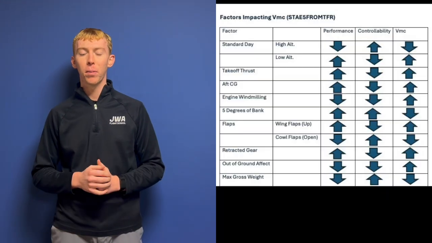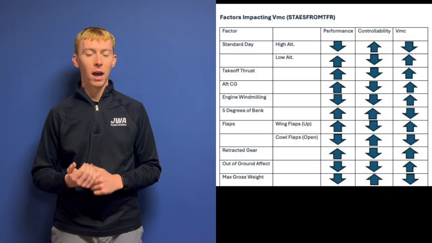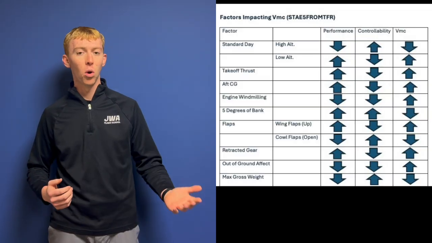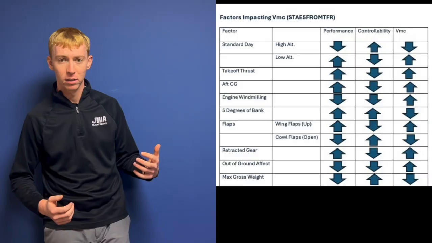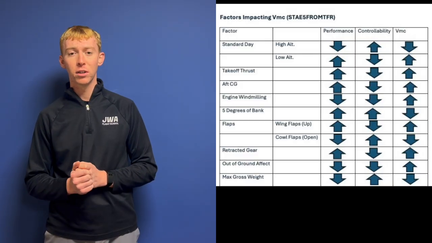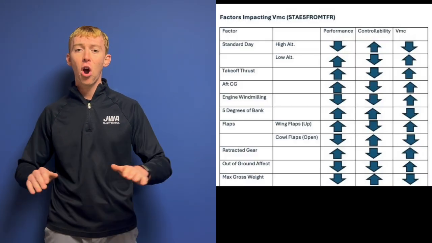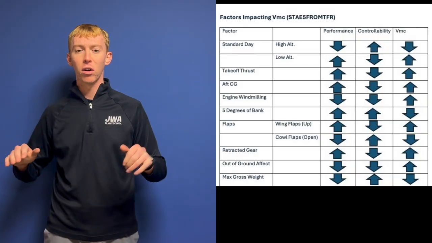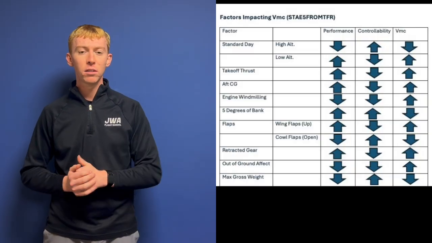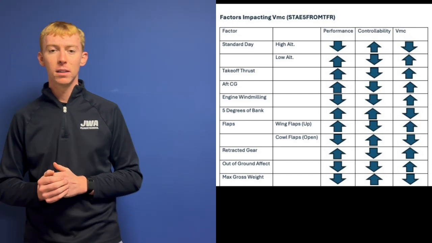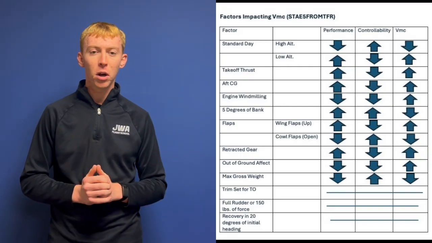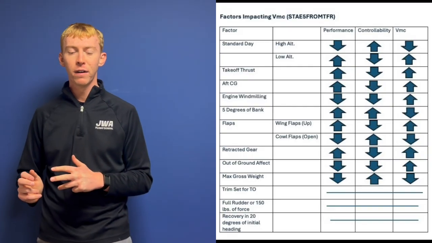Max gross weight. When I have a heavy airplane, performance decreases. A heavier airplane is less efficient. Go look at your performance charts of any airplane, you'll see a heavier airplane is less efficient. Controllability of the situation, though, is going to increase. It's harder to move a heavier airplane. So it's going to yaw less, so we're going to feel the effects less with a heavier airplane, causing VMC to decrease.